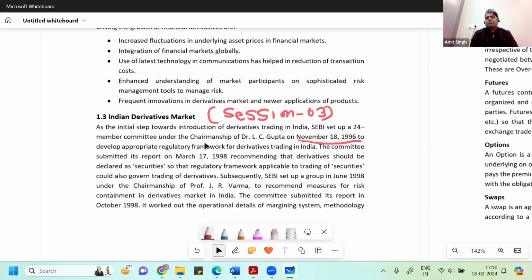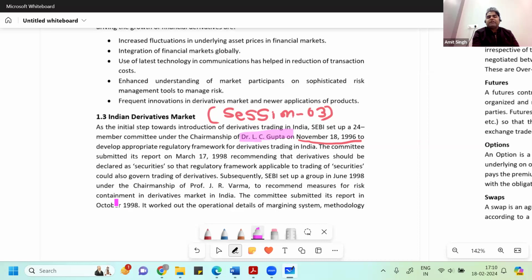The government was curious to know when it could start allowing derivative trading in the Indian market. Earlier, it was a Badla trading based mechanism in our country. So to scrap Badla trading and to introduce derivative trading in the market, the government appointed the Dr. LC Gupta committee, a 24-member committee, and they discussed the regulatory framework required for allowing derivative trading in India.